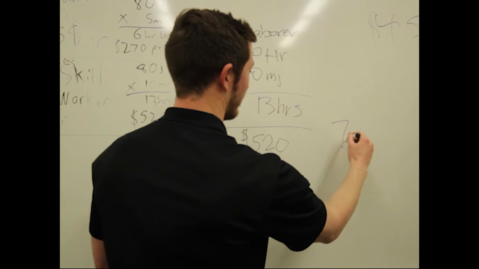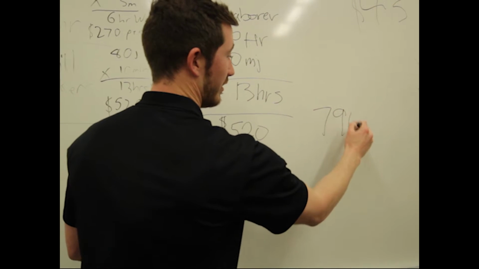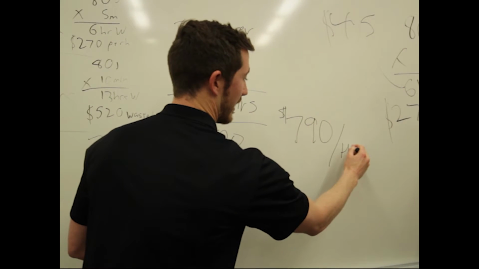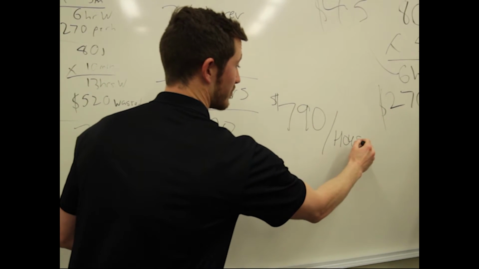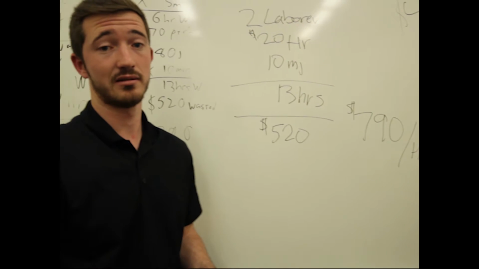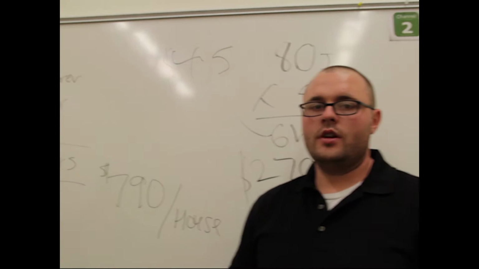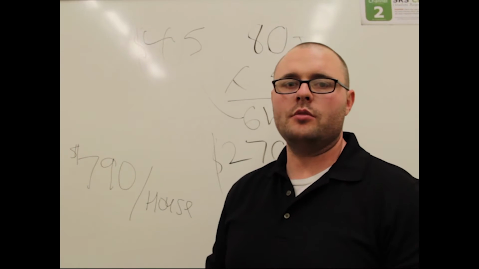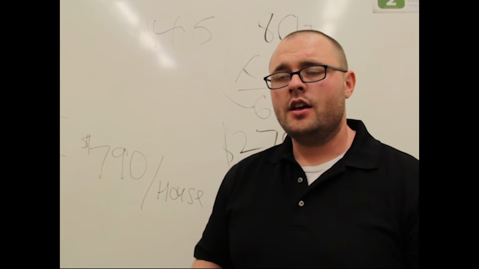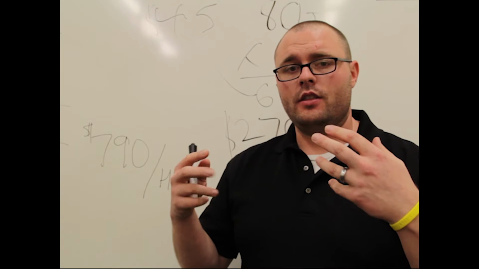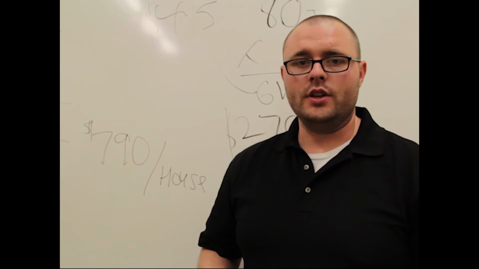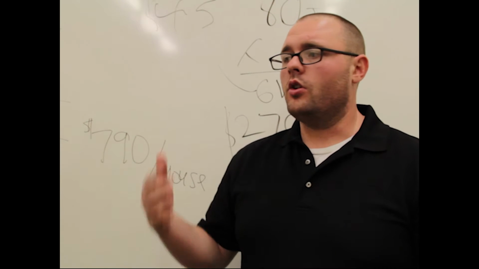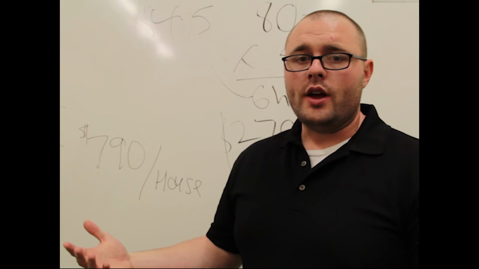Add those 2 together, we have a total of $790 per house waste. So as you can see, $790 per house, that's not a lot of money. But if you were to multiply that by all of the houses in the subdivision that you're building, that could come out to hundreds of thousands of dollars. So this can make or break your profit margin.